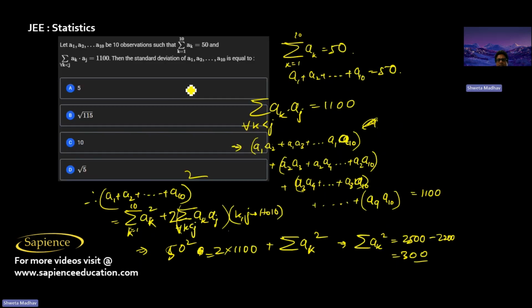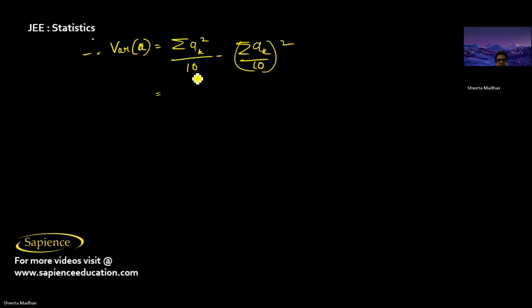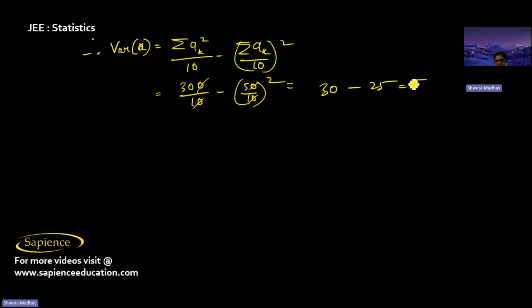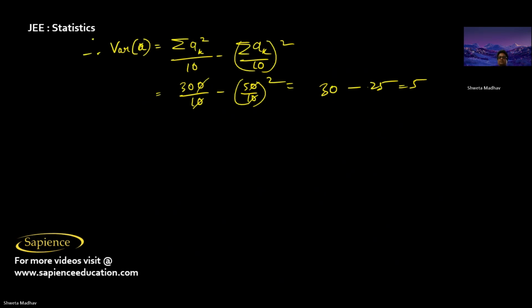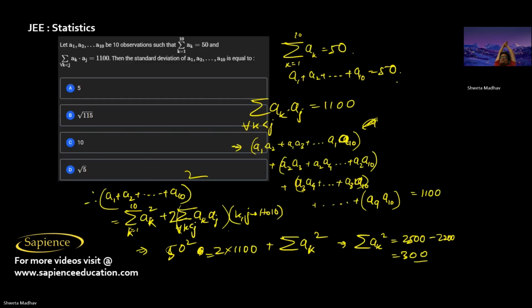So now this will be summation ak square, that is 300 by 10, minus 50 by 10 whole square. So this will be 30 minus 25, which is equal to 5. Option A is the correct answer.